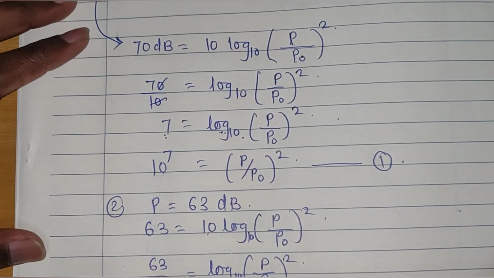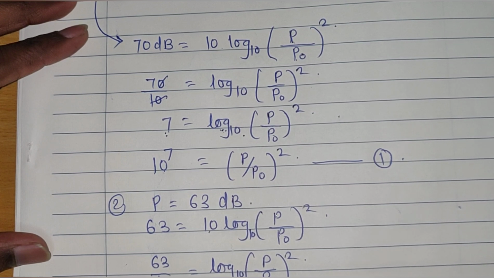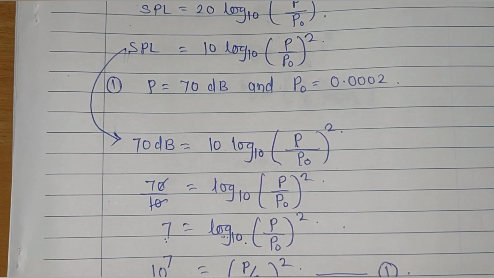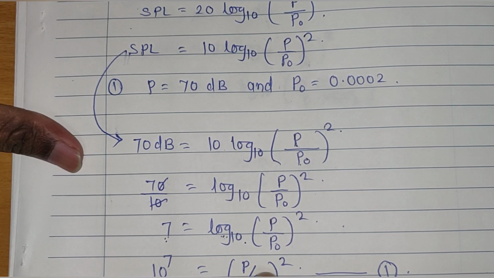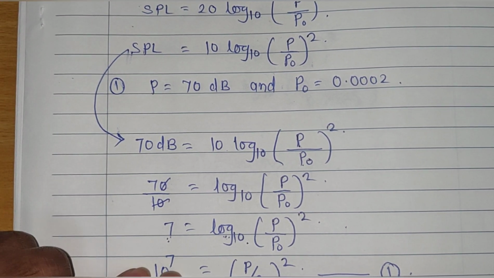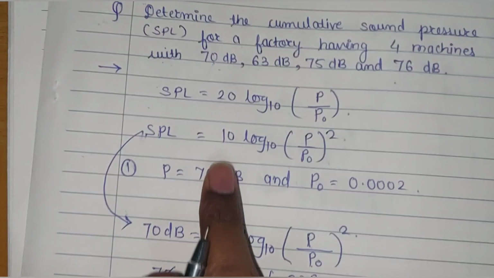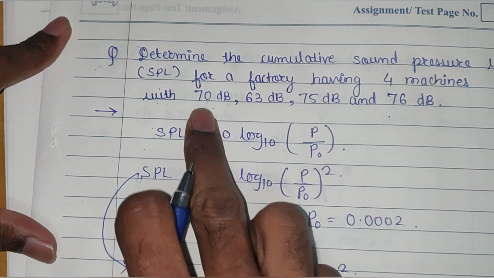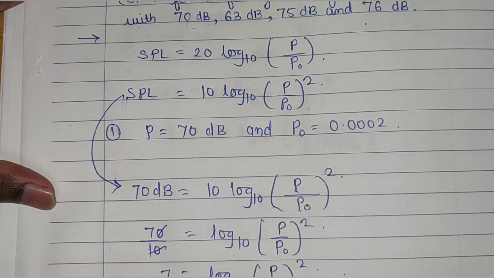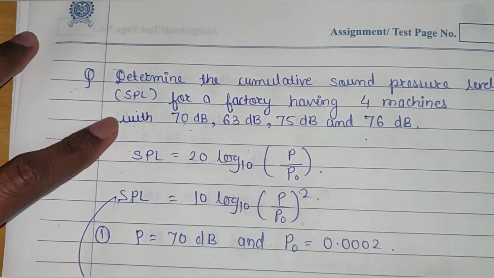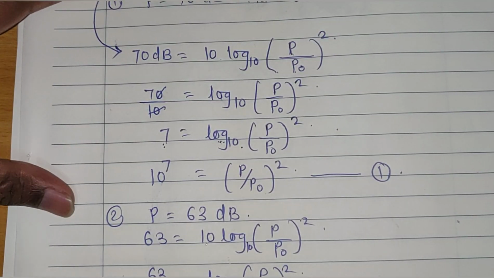You can see the similarity between equation 1 and 2: you will get the value of (P upon P naught) whole square equal to 10 to the power the SPL value divided by 10. Here the value of sound pressure level is 70, and it came as 10 raised to 7. Here the value of sound pressure level is 63, and in this equation it is 10 raised to the power 6.3.